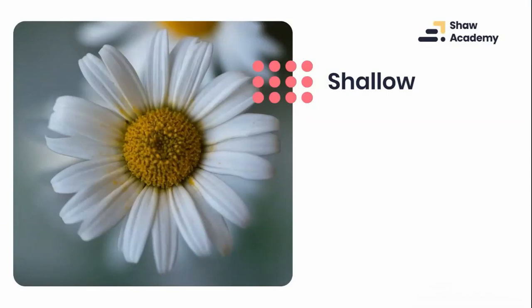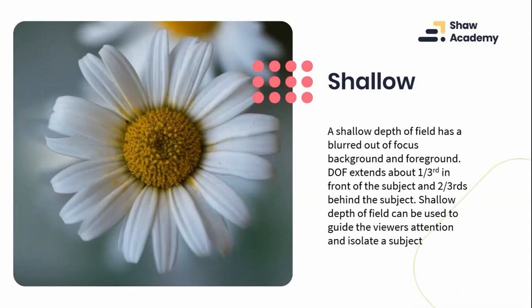So let's have a look at how we can use depth of field creatively. Shallow depth of field is very popular. Now, using the plane of focus, in other words, the point we focus on, and setting a very wide aperture, depth of field extends from about 1/3 in front of the subject to about 2/3 behind the subject. And depth of field can be used to guide the viewer's attention and isolate the subject.